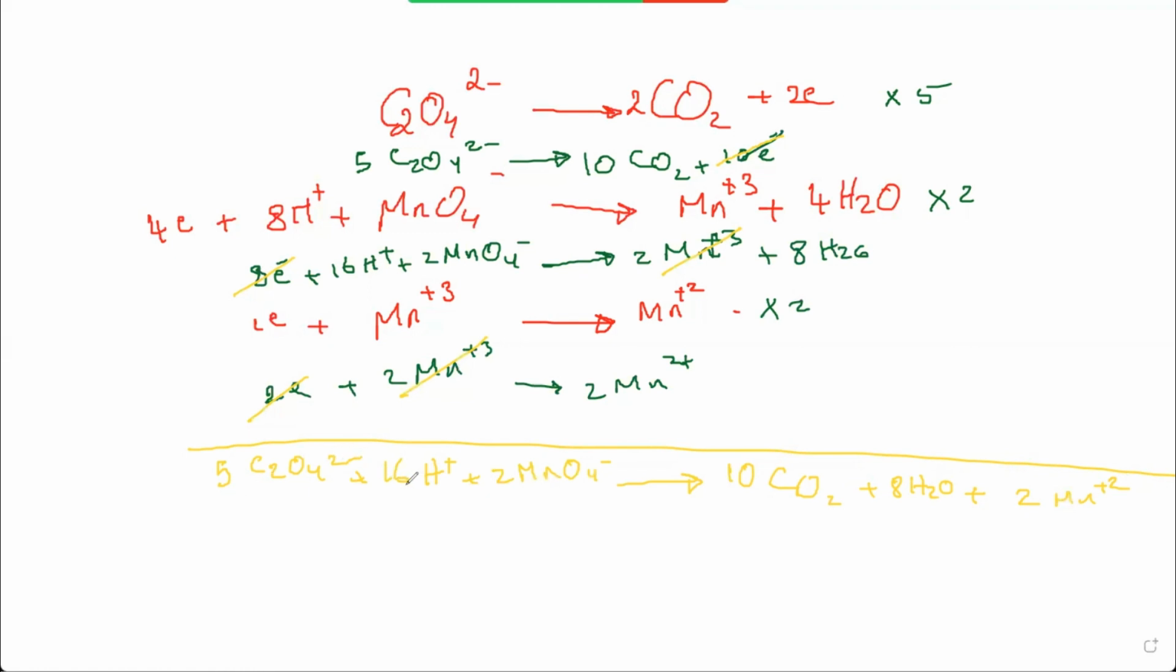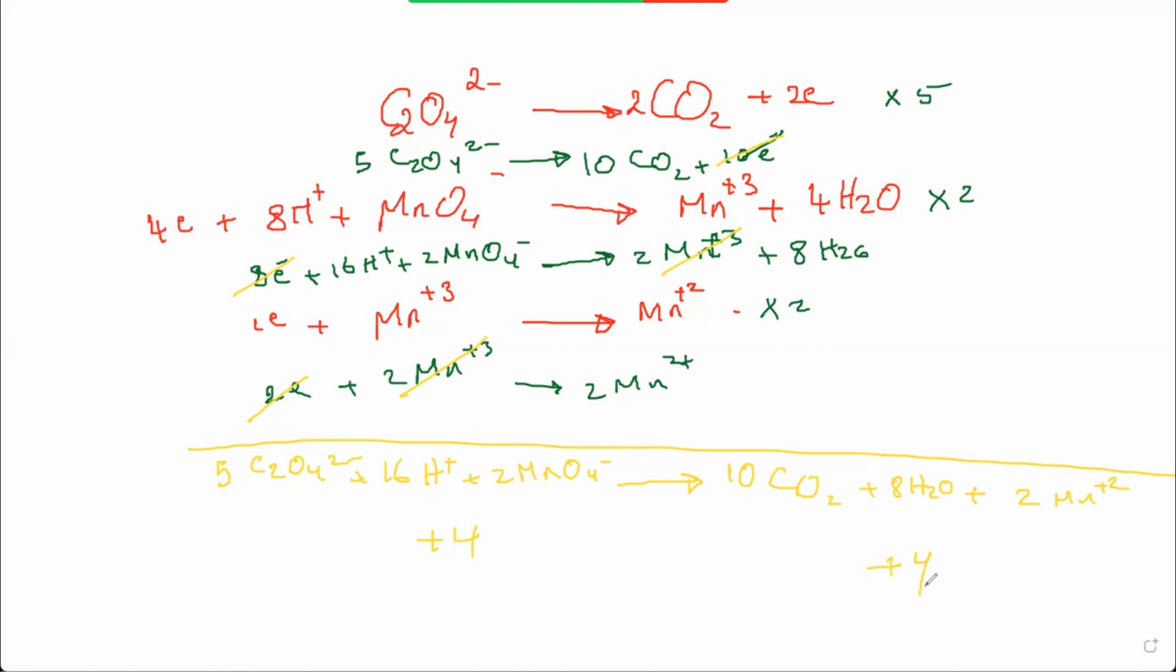Okay, and just to verify your answer, here on this side you have 10 minus charges plus 16. So this is 6 plus charges. And then here, the 6 you have to minus 2 minus. So this is plus 4 on this side. And here also you have 2 times plus 2, that is plus 4.